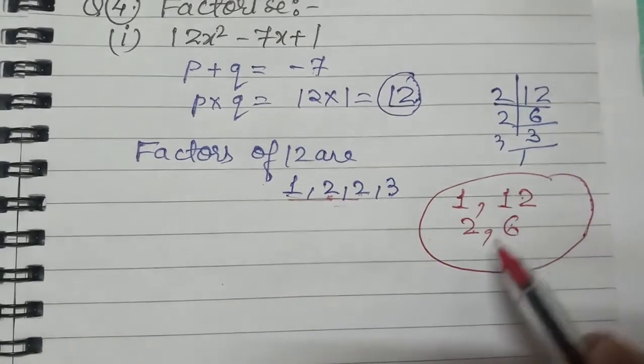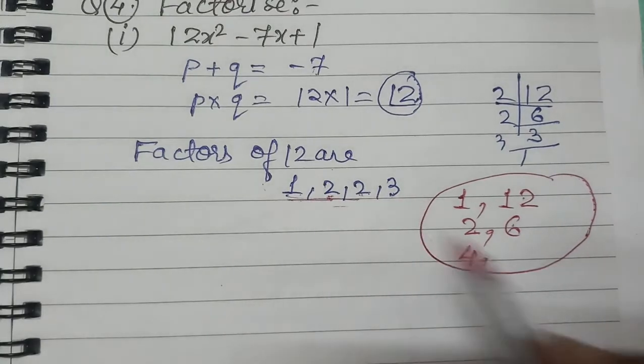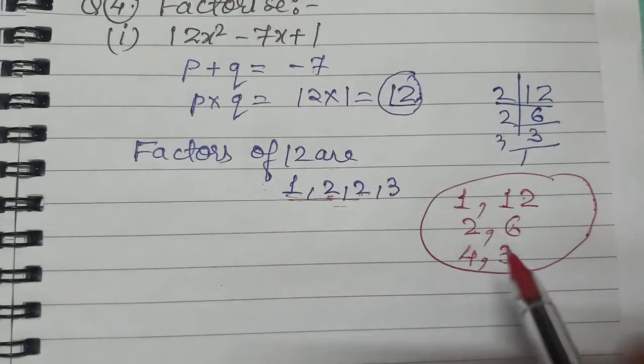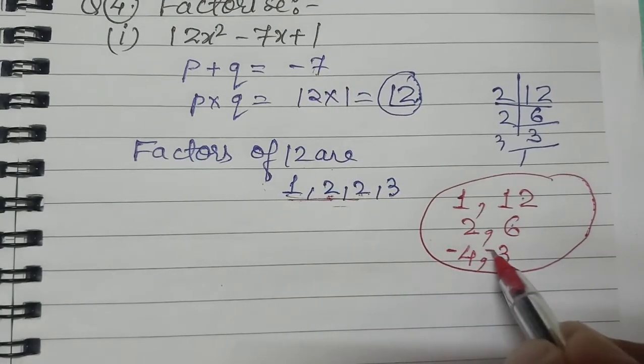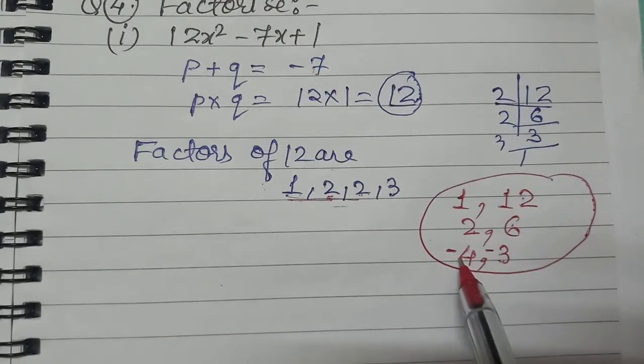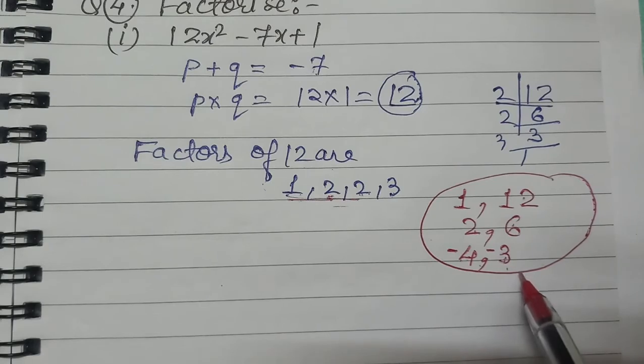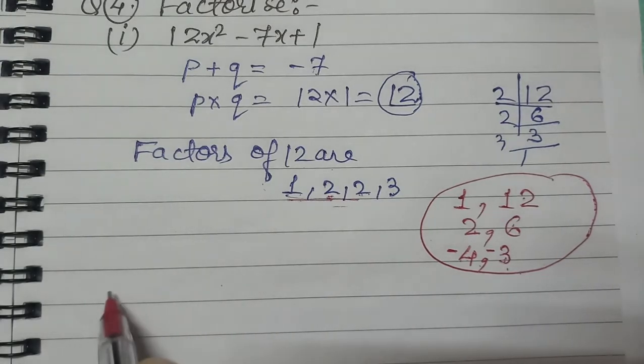So now again we'll think. Let's take this 2 and 2, 2 4s are 8, and 3 1s are 3. 4 plus 3 is 7, but we need minus 7. So minus 4 and minus 3. Minus 4 minus 3 is minus 7. Minus into minus is plus, 4 3s are 12. So both conditions meet. So we'll take these numbers. So middle term split over.